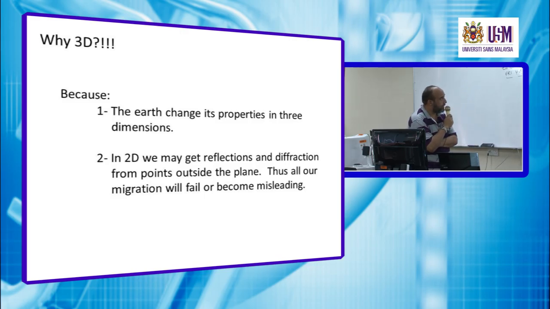Now, returning to 3D, because 3D changes its properties in three dimensions. So in profiling, we do have reflection energy and maybe also refraction energy coming off the plane of the profile. And since it's coming off the plane of the profile, I cannot put this energy in its proper location, which is described in the second point: in 2D, we may get reflections and diffractions from points outside the plane. Thus, all our migration will fail or become somehow misleading. Misleading means we may have reflectors in the seismic cross section, but this reflector is not present. It's artificial. It's due to the computer.